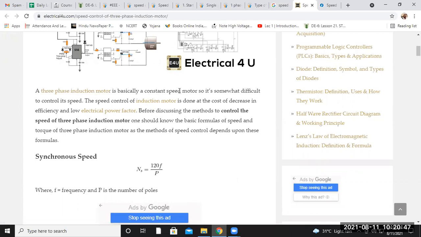Three-phase induction motor is basically a constant speed motor. Constant speed means it is not at synchronous speed. As we have discussed, induction machine is an asynchronous machine. Asynchronous machine means the device which does not run on synchronous speed is known as induction machine. Normally, only the synchronous generator or synchronous motor runs on synchronous speed.